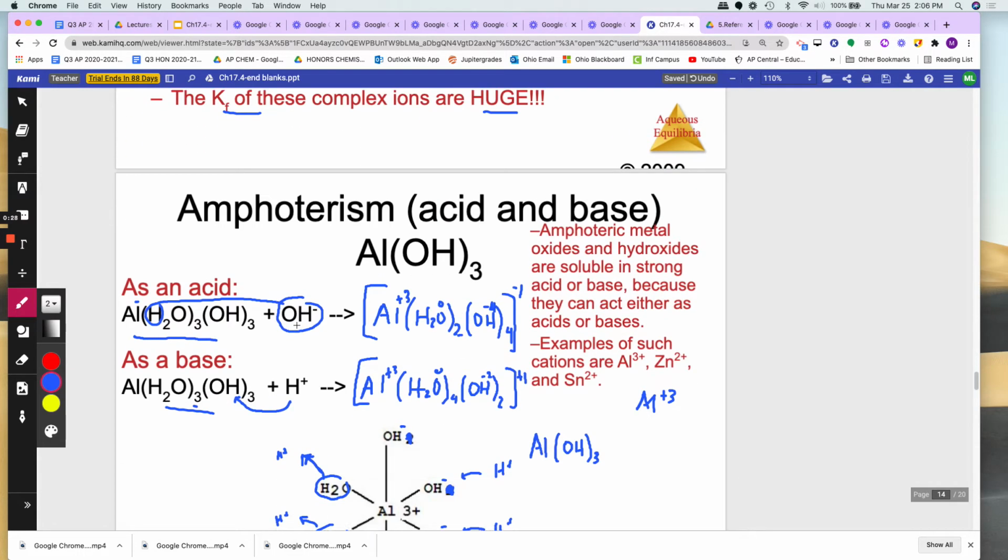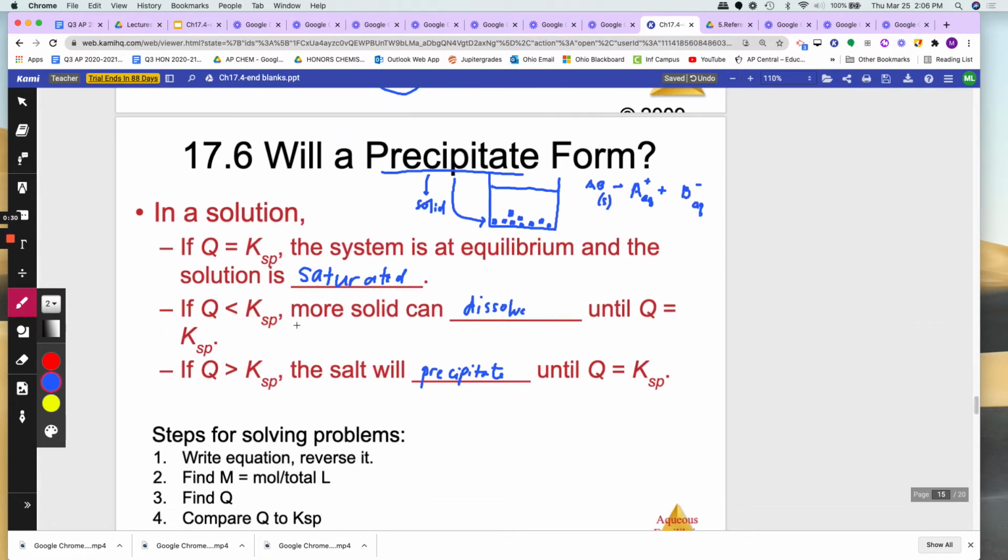Okay? So the question is, how do you know if a precipitate will form? How do you know if you'll make a solid? Well, if you've put too much in there, that means you've made a saturated solution, right? Remember, Q is at any point of the reaction you may or may not be at equilibrium. If Q equals K, that means you're at equilibrium and the solution is saturated. This is what a saturated solution looks like: there's some solid in the bottom and aqueous ions going back and forth.